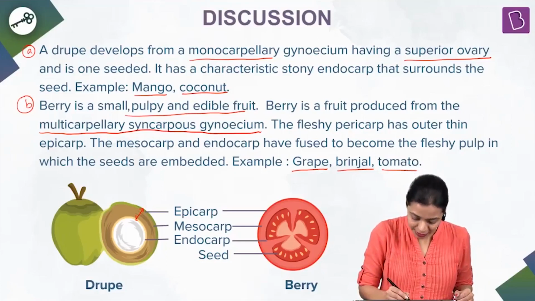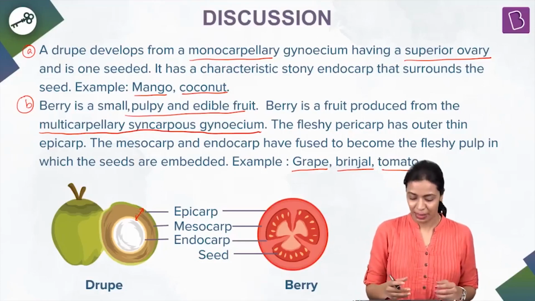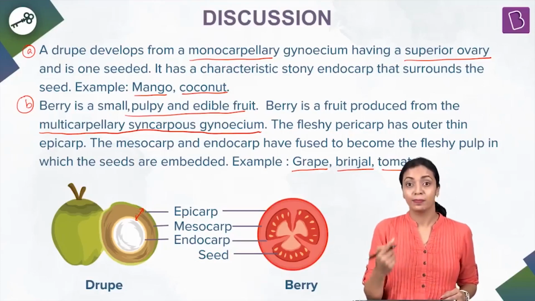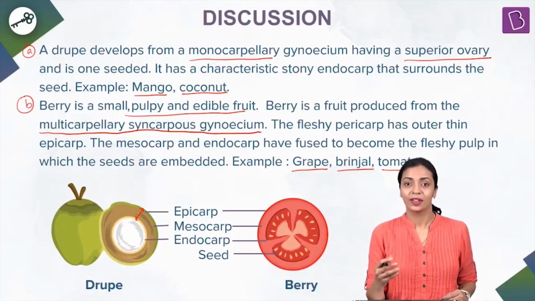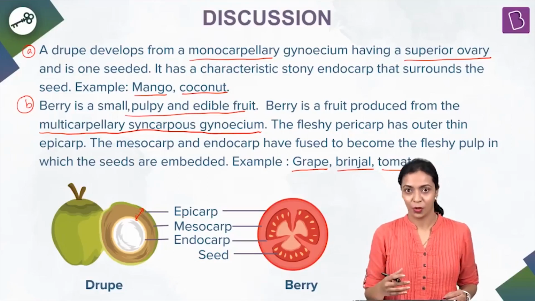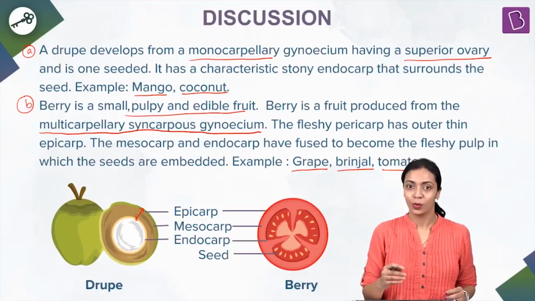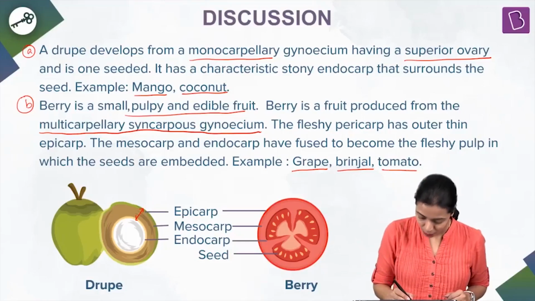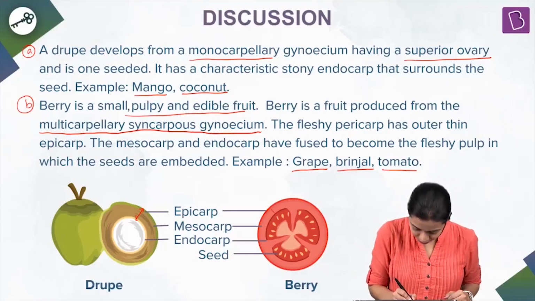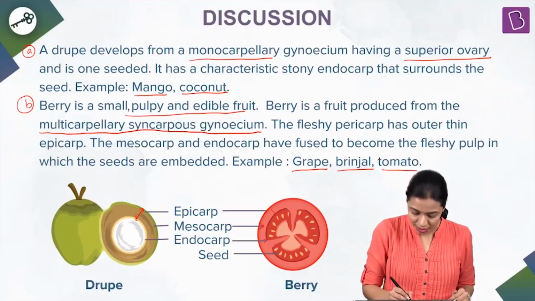Okay, so if you look at this diagram, you can make out that the outer thin layer, which is labeled epicarp, that is the peel of the tomato. Inside this epicarp, you don't have a clear distinction between the mesocarp and the endocarp. The mesocarp and the endocarp would have fused to form the pulp of the tomato, within which the seeds will be embedded. So you can see that here, this is the mesocarp and this is the endocarp, and they have both fused and the seeds are embedded within that.